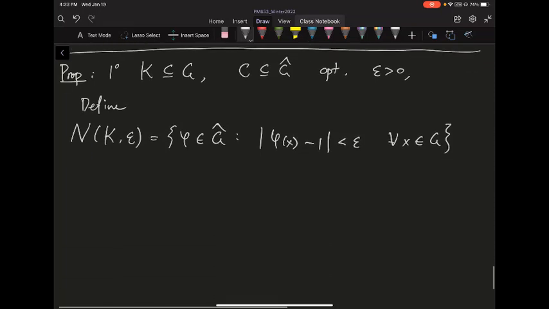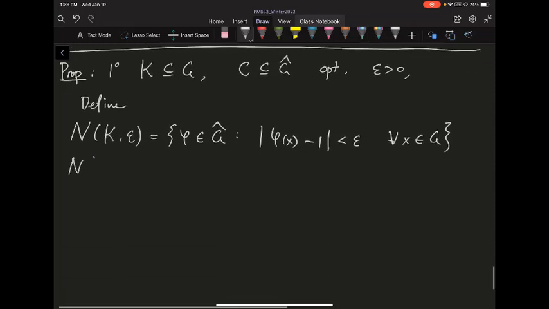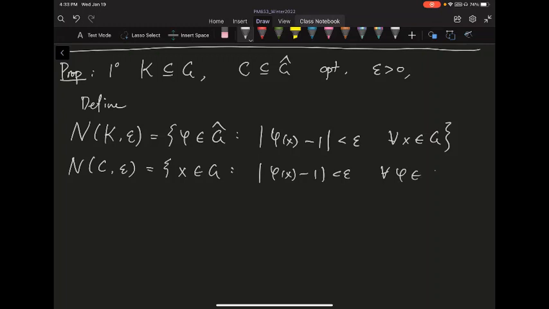And similarly, you define N(C, epsilon) to be all the x inside G where |phi(x) - 1| is less than epsilon, but now it's for all your phi inside this compact subset of the dual group. So the first one is clearly a subset of G hat, and the second one is clearly inside G. I want to show that they are both open.